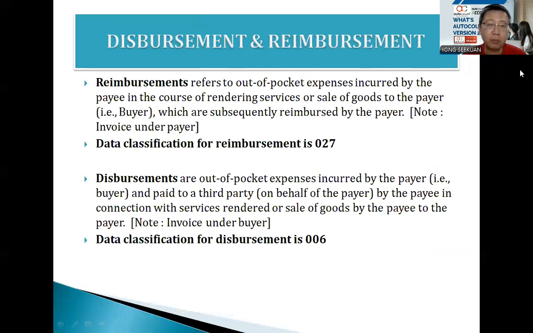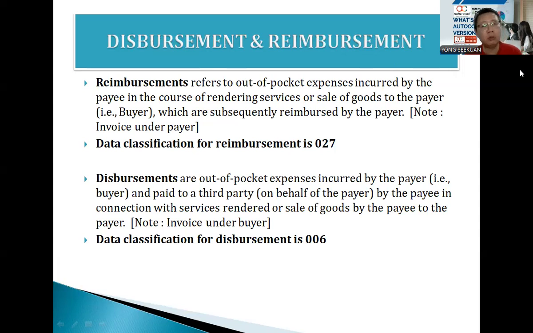Okay, so one of the famous topics in the MyInvois e-invoice guideline is reimbursement and disbursement. You will refer to the MyInvois portal, and you will notice that there are two classifications for this topic: 027 for reimbursement and 006 for disbursement.